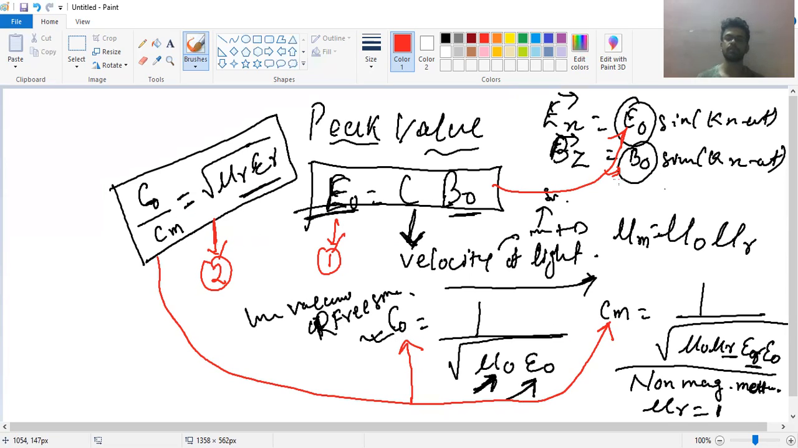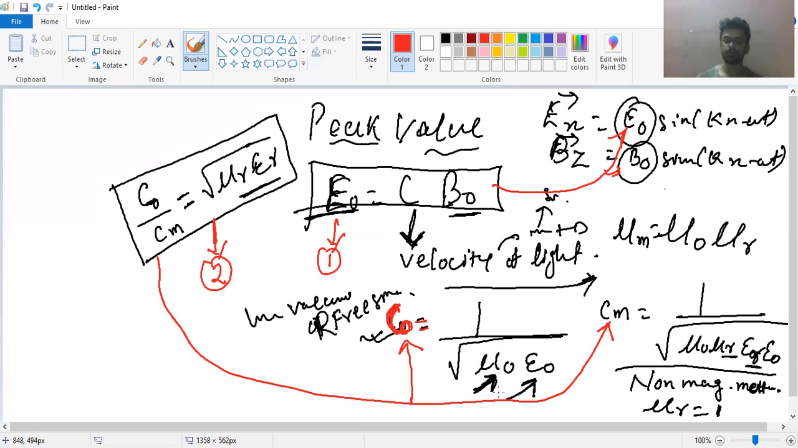And I hope you are getting how the things are related. Okay, and what is this C naught? C naught is the velocity of light in free space or vacuum.